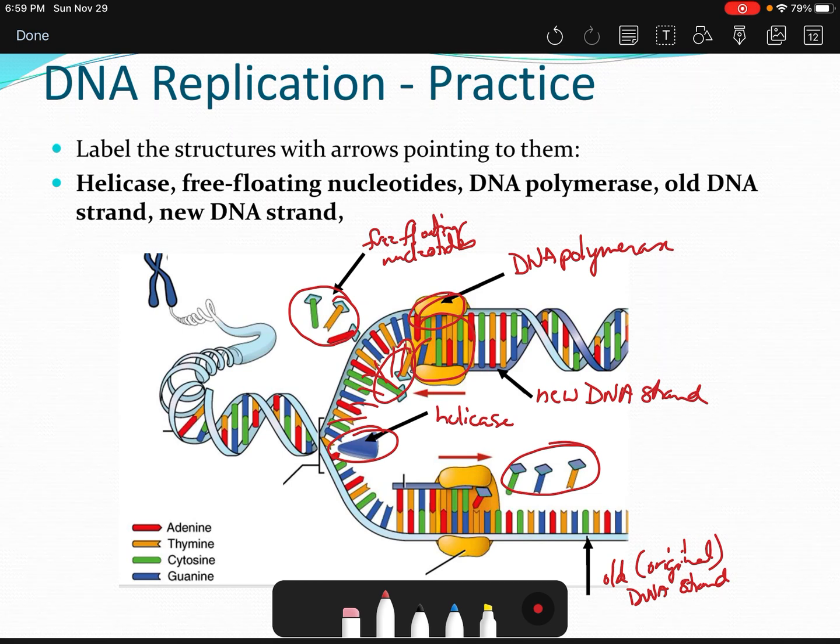So DNA replication occurs in the nucleus. It has to happen every single time your cell's going to get ready to divide, and it helps make more DNA so that the new cells can have the coded instructions that they need in order to function and make the proteins that they need.